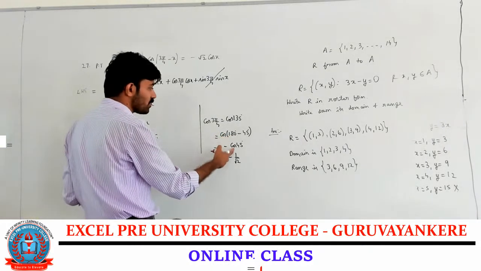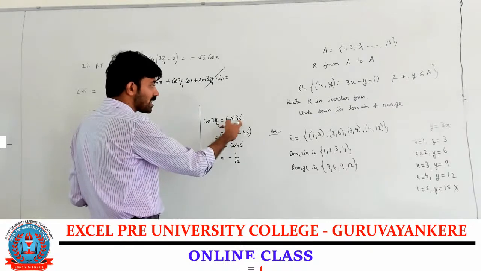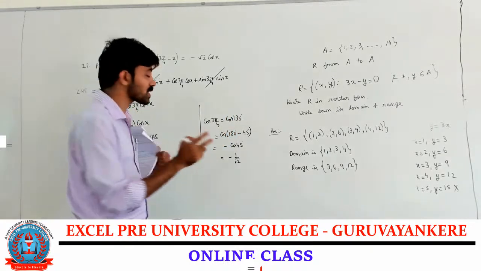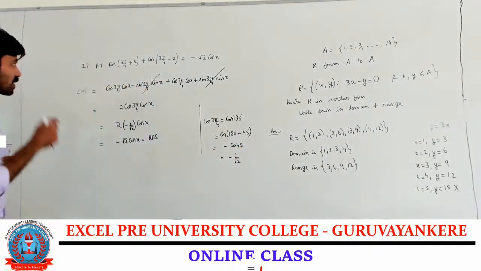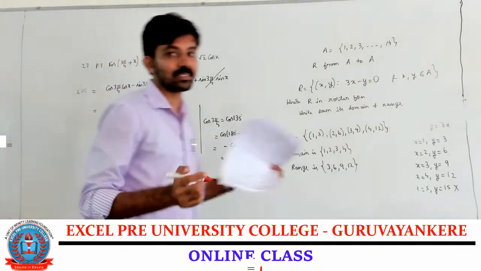180 means write the same function. Correct? 135 degrees is in the second quadrant. In the second quadrant cos function is negative. So minus cos 45 is minus 1 by root 2. Starting from LHS, we get RHS.